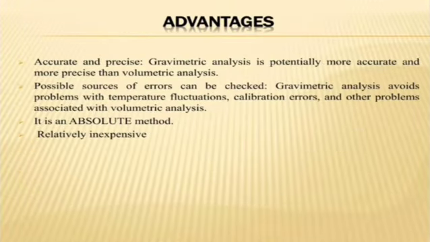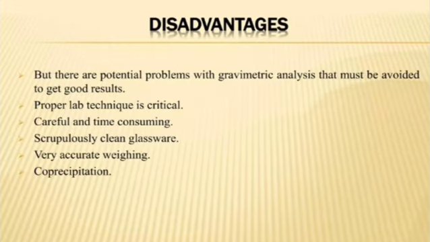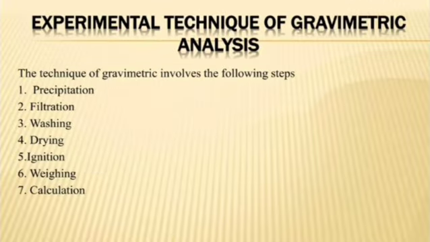Advantages: it is accurate and precise. Accurate means it gives the accurate value and possible sources of errors can be checked. It is an absolute method. It is relatively inexpensive. Disadvantages: it is careful and time consuming. Co-precipitation, but there are potential problems with gravimetric analysis that must be avoided to get good results. Proper lab technique is critical.